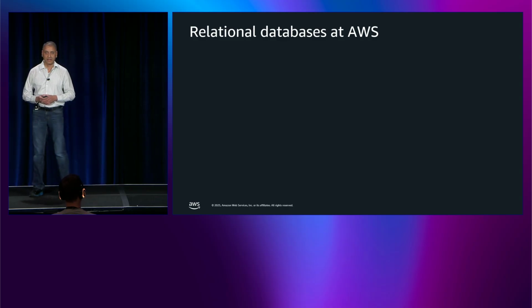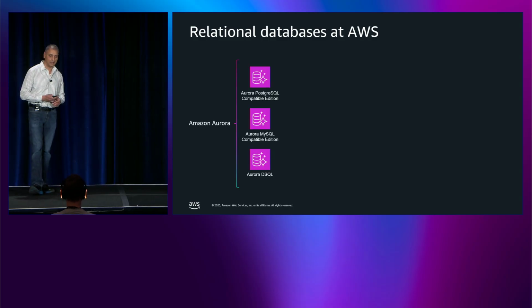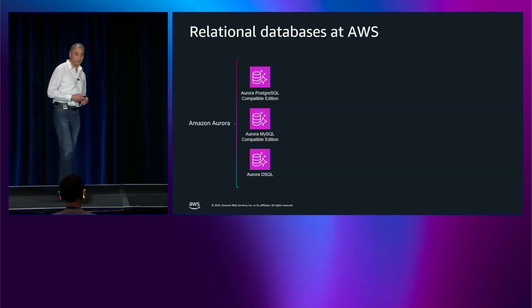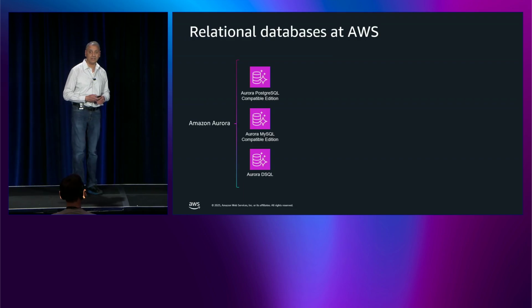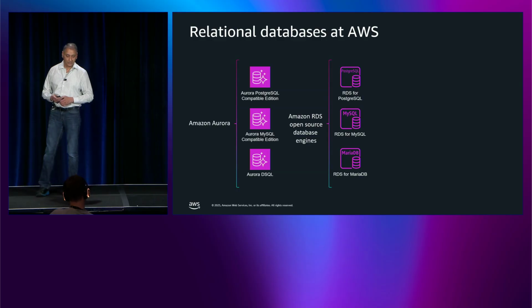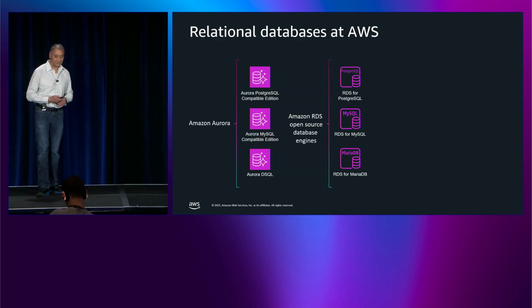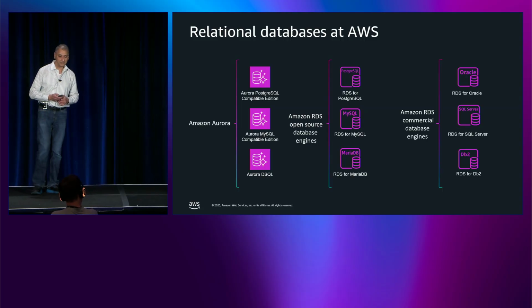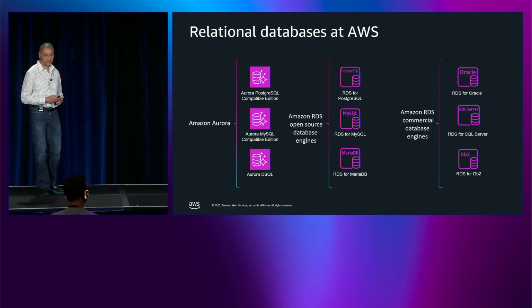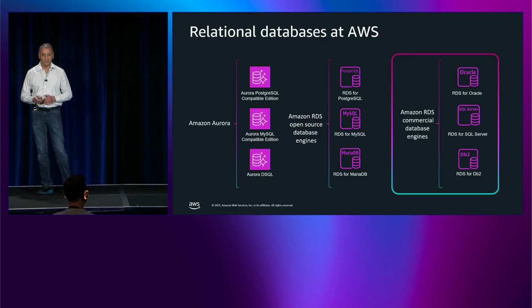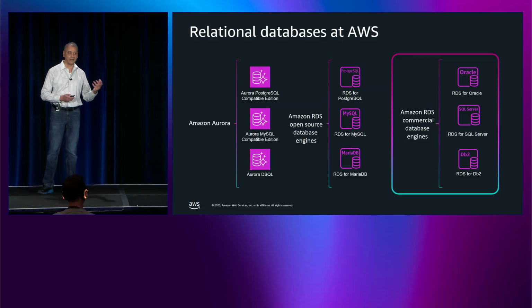So, relational databases at AWS. When you look at relational databases, Amazon offers Aurora, which offers a PostgreSQL compatible edition and a MySQL compatible edition, and then we have Aurora DSQL, which is our serverless distributed SQL service. You also have Amazon RDS for open source databases. This includes RDS for PostgreSQL, RDS for MySQL, and RDS for MariaDB. And then you have RDS for commercial database engines, which includes RDS for Oracle, SQL Server, and DB2. Most of our discussion today is going to focus on RDS for commercial database engines, which includes SQL Server and Oracle.